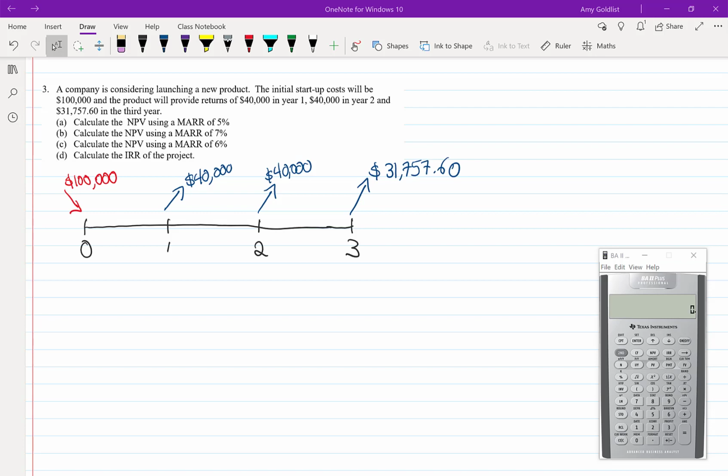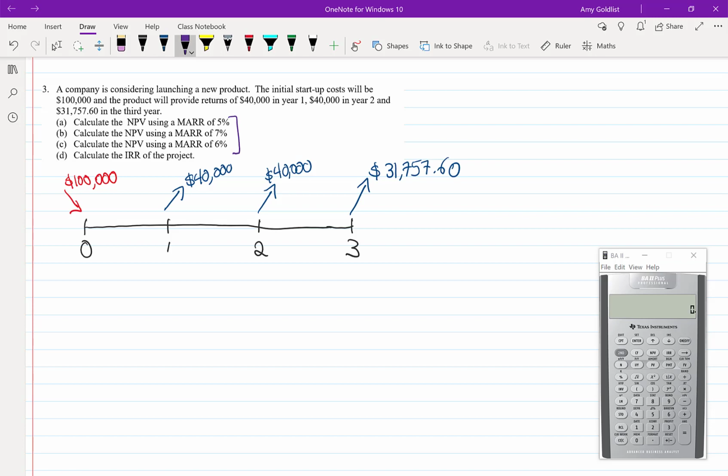A company is considering launching a new product. The initial startup costs will be $100,000, and the product will provide returns of $40,000 in year one, $40,000 in year two, and $31,757.60 in the third year, or year three. Let's calculate the NPV of this using a few different numbers.